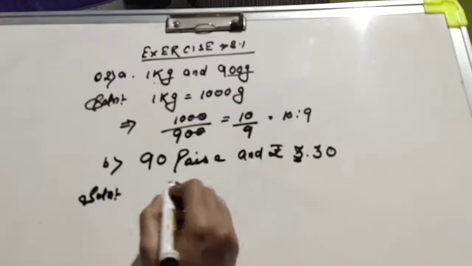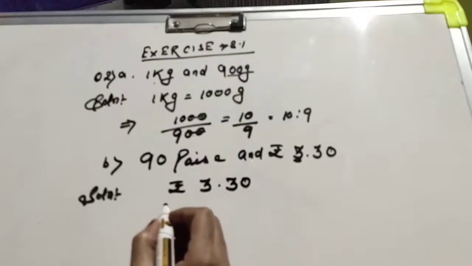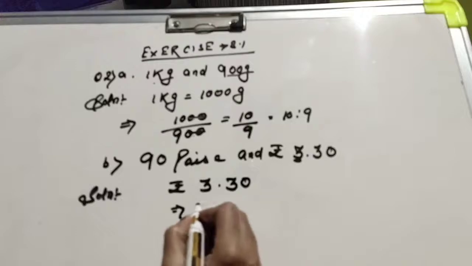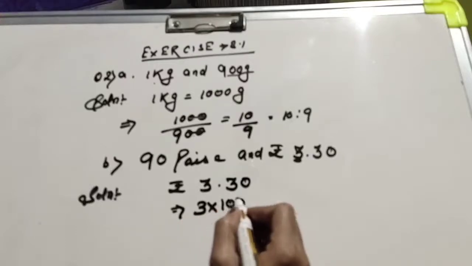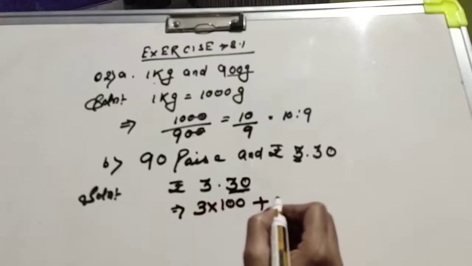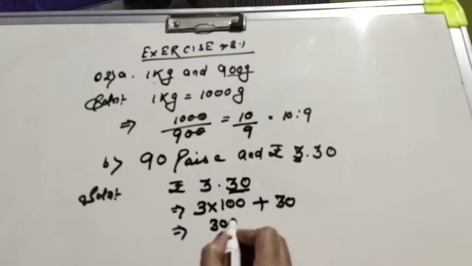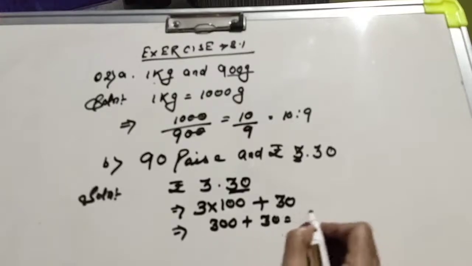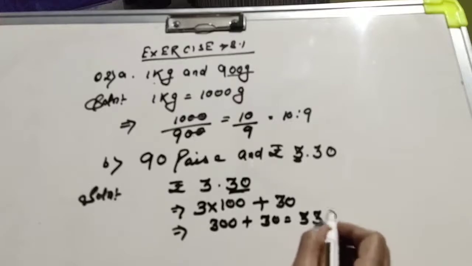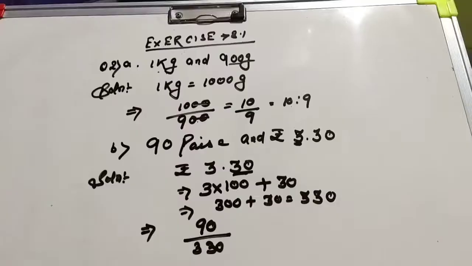So 3 rupees 30 paise is given. Just change rupees into paise. 3 multiplied by 100, because 1 rupee is equal to 100 paise, plus 30 because it is already given in paise. You just add it here. So 300 plus 30 is equal to 330 paise. Now simply you have to write the ratio 90 by 330.